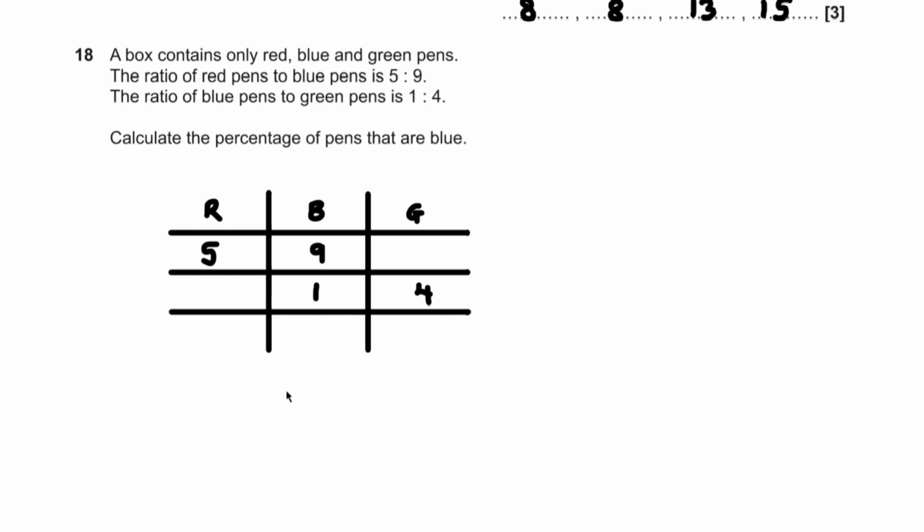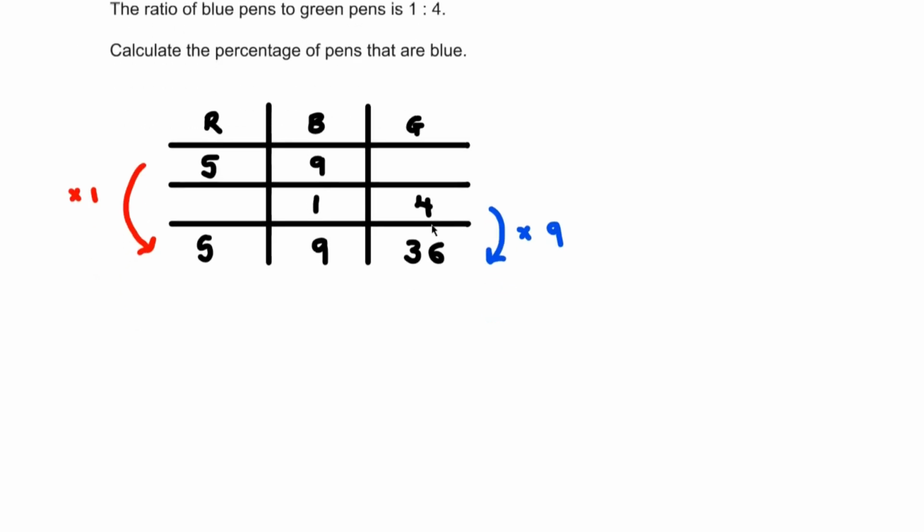What I want is for the blues to be the same to find the ratio of red to blue to green. So, to find the lowest common multiple of 1 and 9, well, that's going to be 9. How do I go from the 9 to the 9? Well, I multiply by 1. How do I go from 1 to 9? Well, I multiply by 9. So here 5 times 1 is 5. 4 times 9 is 36. So the ratio red to blue to green is 5 to 9 to 36.